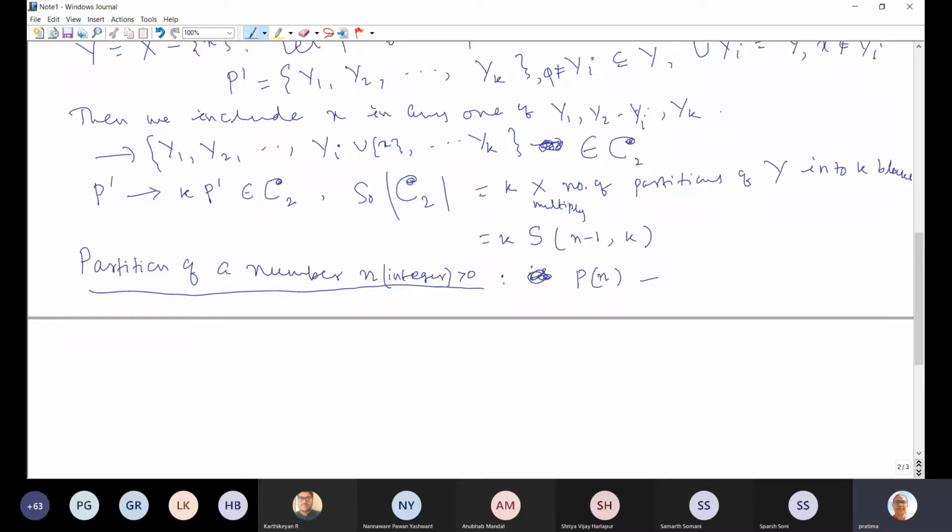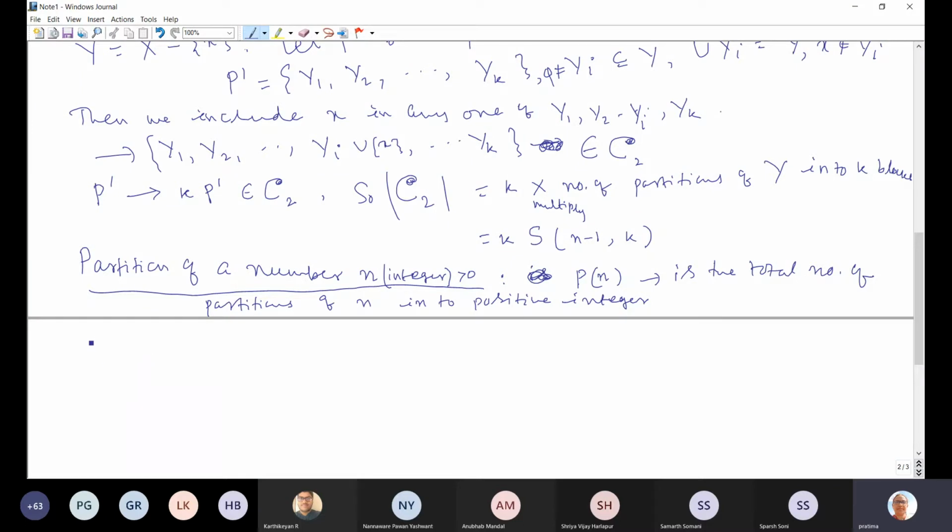Pn is the total number of partitions of n into positive integers. I mean, 0 also we are not considering; no part will be 0. So Pn is the notation for the total number of partitions of n into positive integers.